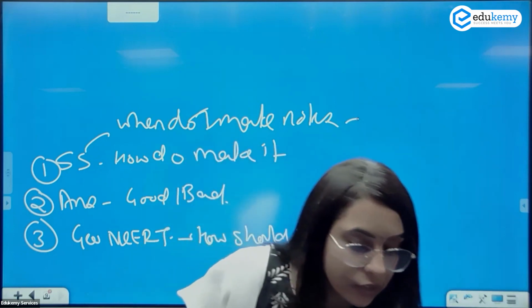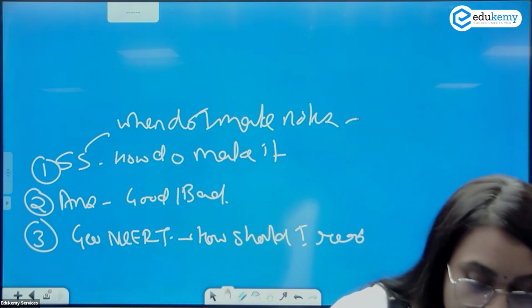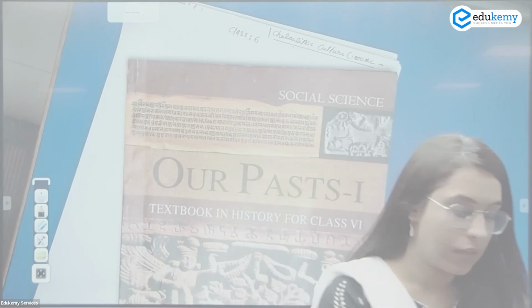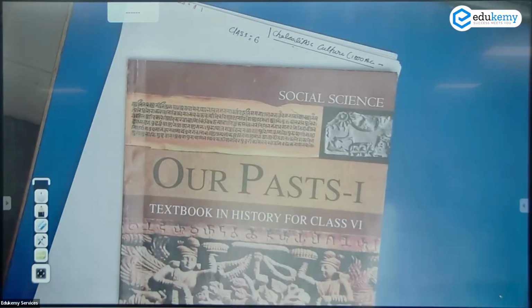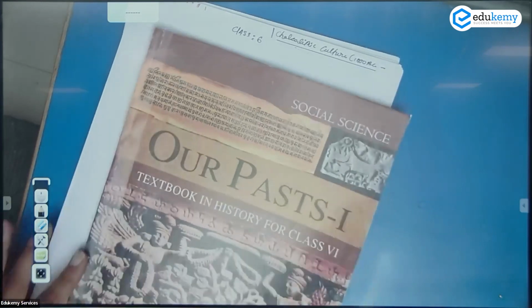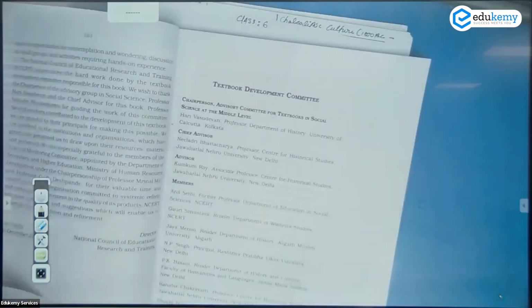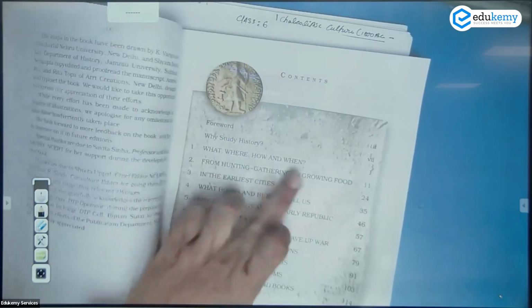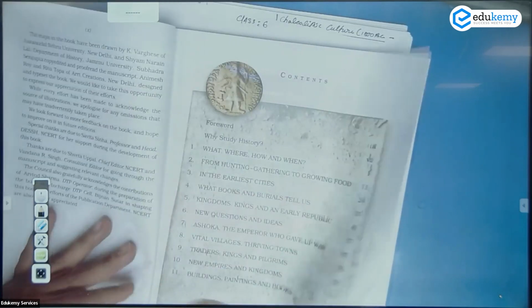So I have a summary here with me. I'll show you the summary. How do you make summaries? This is your class 6 history NCERT. The first chapter. The first chapter is about what, where, how, and when.